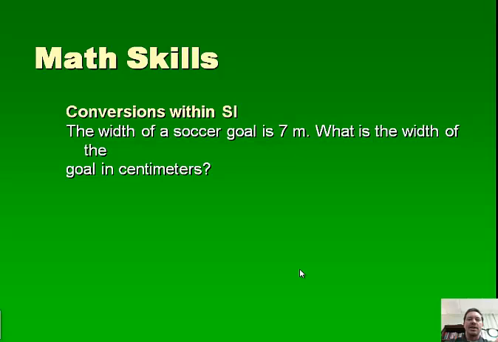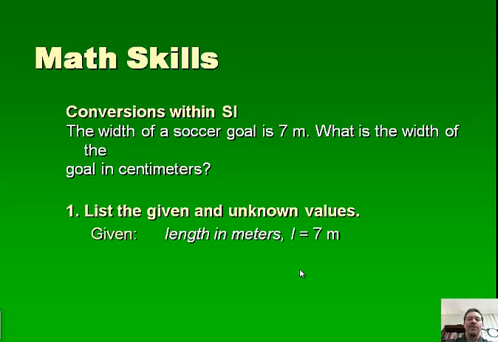Looking at this, say the width of a soccer goal is 7 meters. What if we want to convert this to centimeters? We're going to list our given and list our unknown values. Length is in meters, and we want to convert to an unknown, which is centimeters.